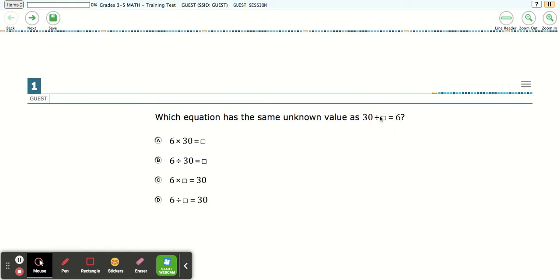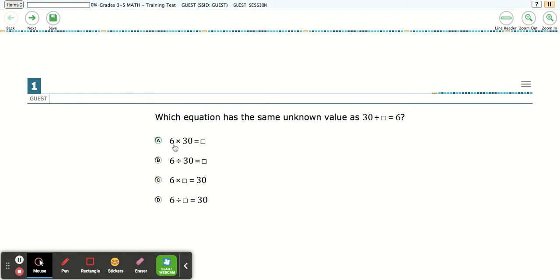So basically, they want to know which other number sentence is going to match this, where the box is going to be the same number. So 30 divided by what equals 6 is similar to what problem here. Okay, so look at all your choices.